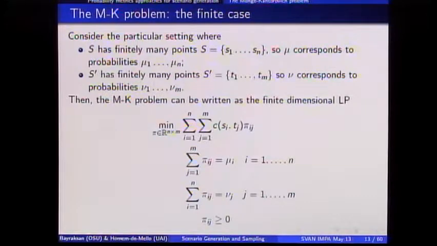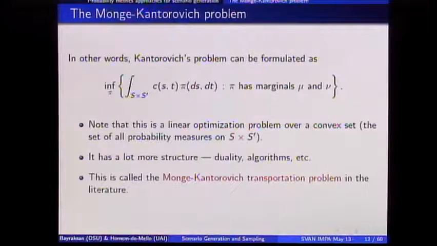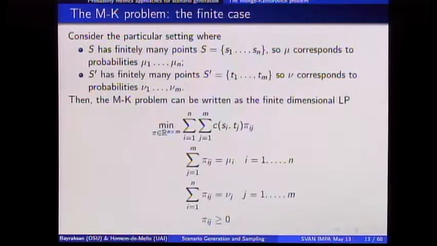And the constraints are really easy. Remember the constraint that pi has marginals mu and nu. That constraint is now simply saying that if you sum the P_ij over all j, that is equal to mu_i, and if you sum over all i, that has to be equal to nu_j. So this is a very simple LP.